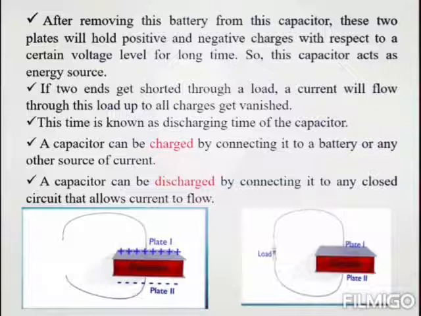If the two ends get shorted through a load, a current will flow through this load until all charges have vanished. This time is known as the discharging time of the capacitor. So we know that a capacitor can be charged by connecting it to a battery or any other source of current. A capacitor can be discharged by connecting it to any closed circuit that allows current to flow.